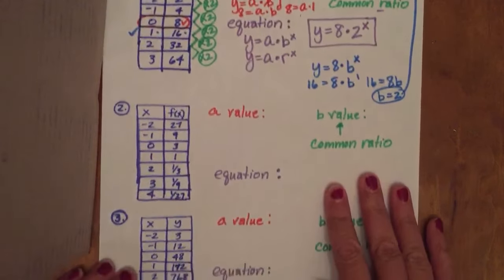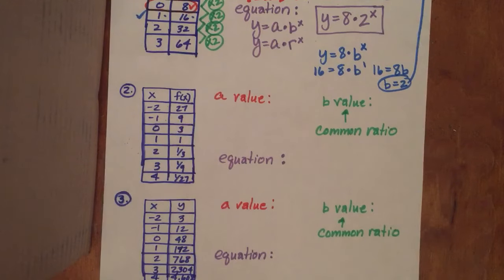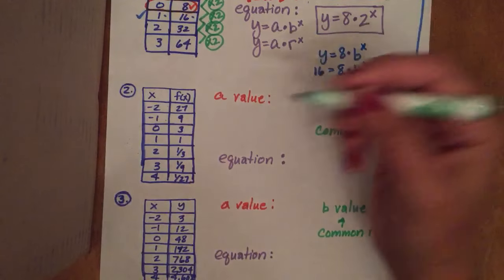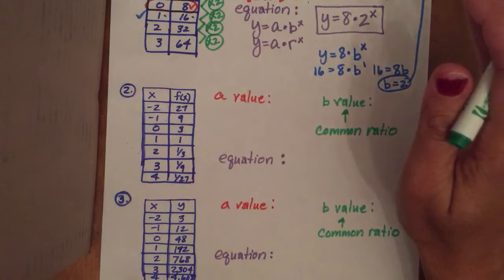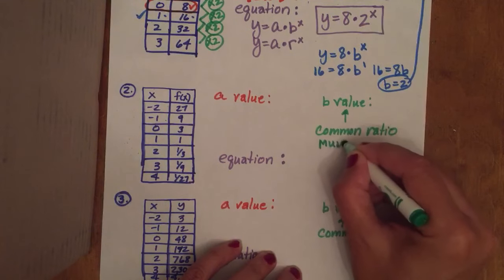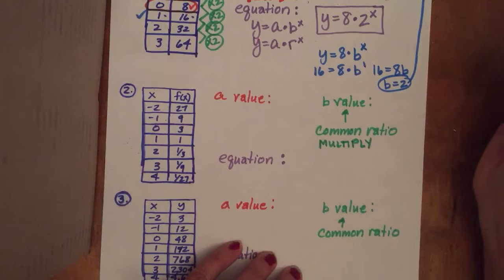So let's look at the second one. So here's our second table here. Again, you're assuming you don't know if these are exponential. So let's see if we can find a common ratio here. Now remember, the common ratio is what you multiply by. That's important. It is a factor. It is a multiple. You've got to multiply.